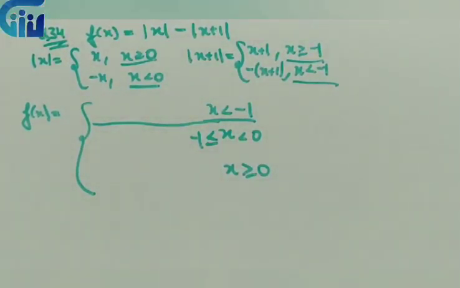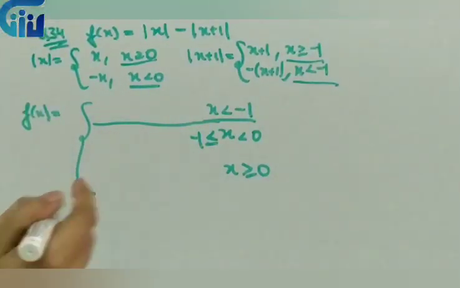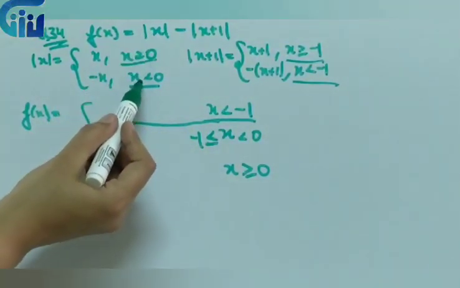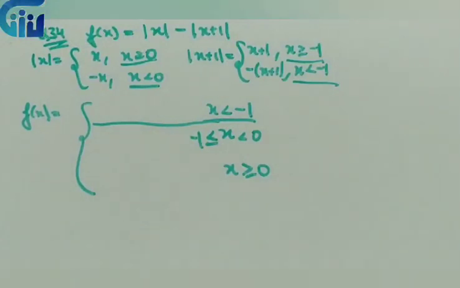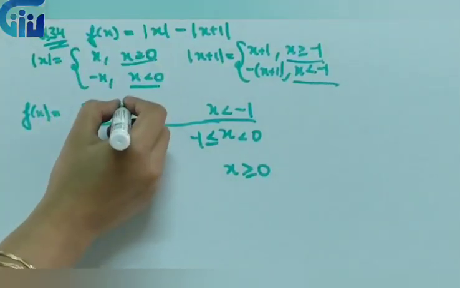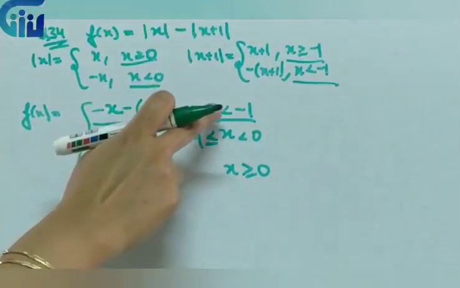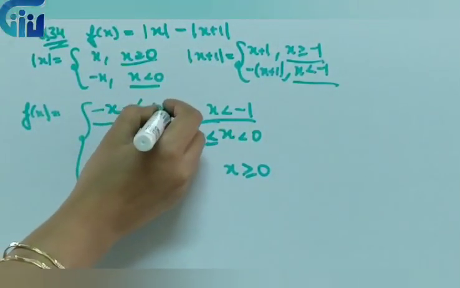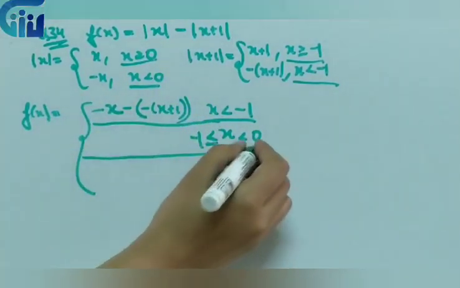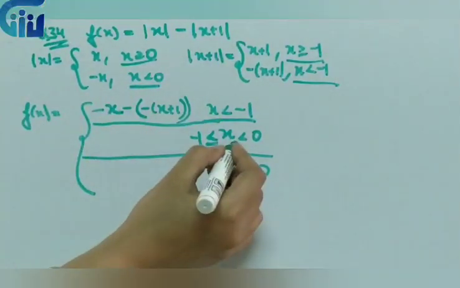So in place of mod x and in place of mod x plus 1, just see, I'll write. x is less than minus 1 means, just observe for mod x, whenever x is less than 0, it is minus x. So when x is less than 0, mod x is minus x. So if x is less than minus 1, then also mod x will be minus x, right? So it is minus over here. Then we have the minus sign. Then mod x plus 1 for x less than minus 1 will be minus of x plus 1, right? Then we will solve it later on. First let's write. Then x is greater than or equal to minus 1, but still less than 0.